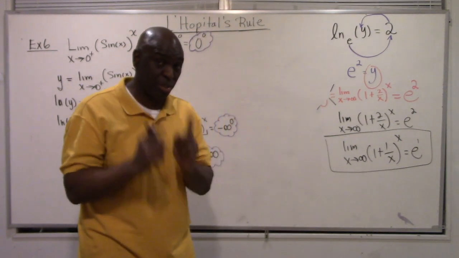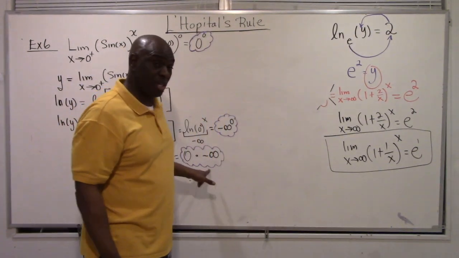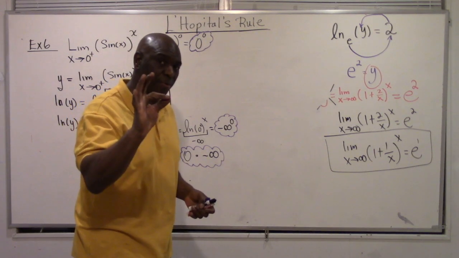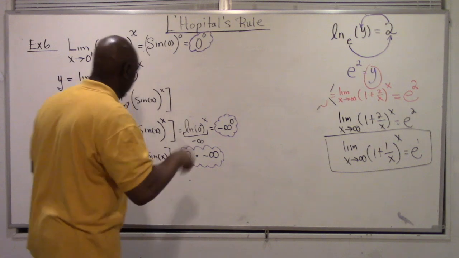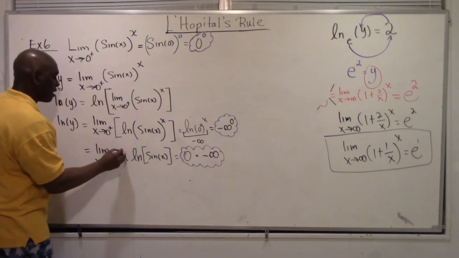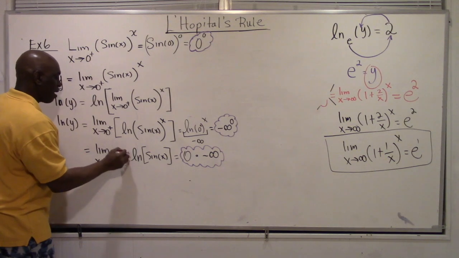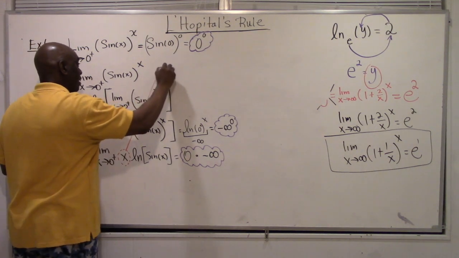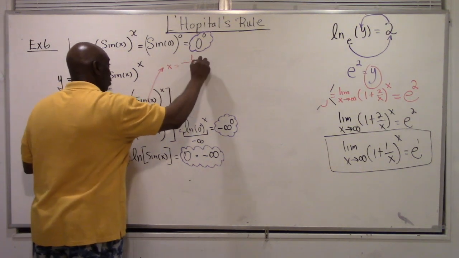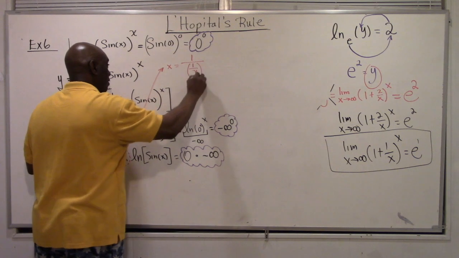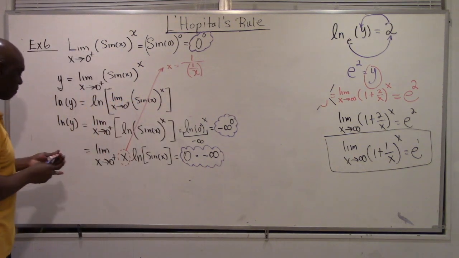The good news is this. Once I see 0 times any infinity, I know I'm a step away. I'm almost there. Come on, let's do another step. And that other step, once again, is taking this x and rewriting it as x equaling 1 over 1 divided by x. There it is. That's how you want to express that x.